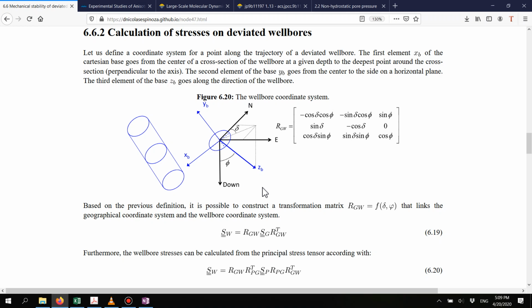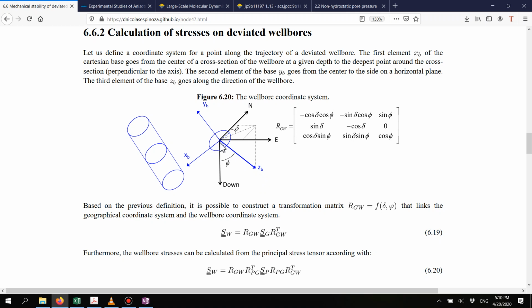All right, so as I was saying, the first thing that you would do would be to find the local coordinate system of your wellbore. In this case, the first axis goes from the center to the lowest portion of the cross section of the wellbore. Your second axis goes from the center to a direction which is on a horizontal plane. And the third axis goes in the direction in which the wellbore is being drilled.